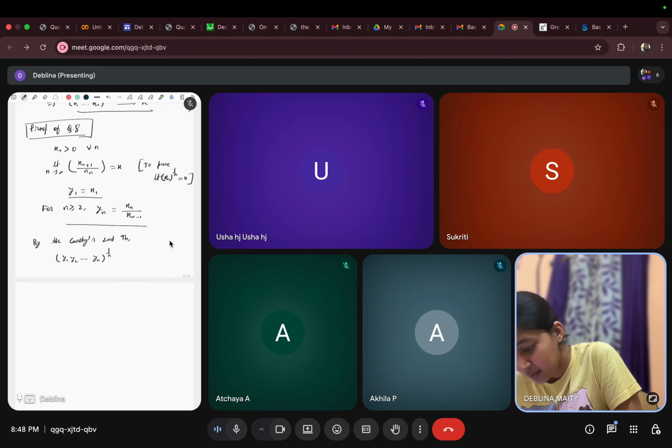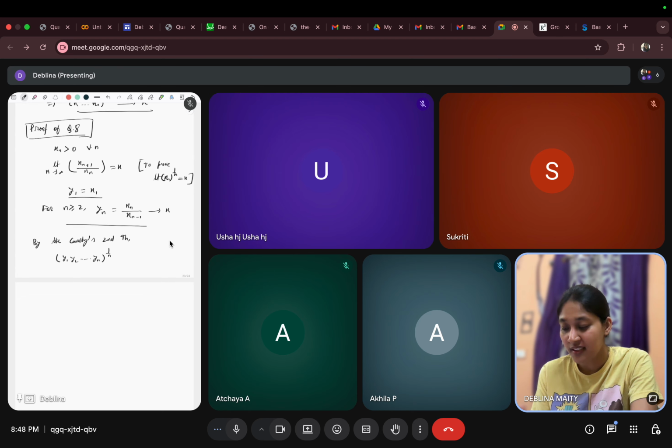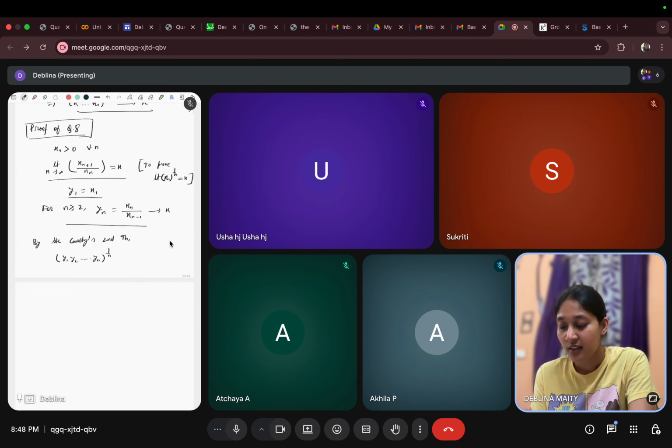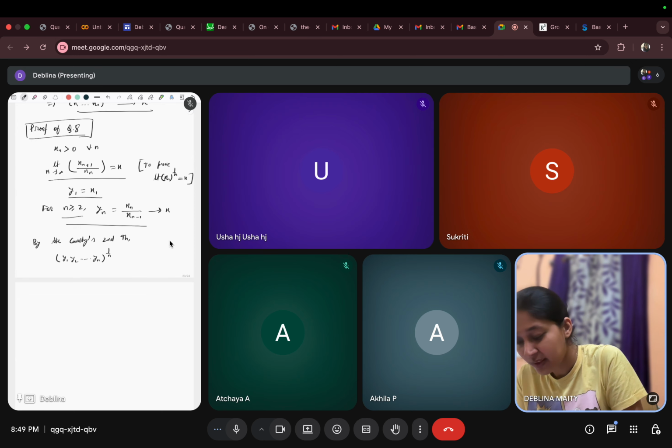yn converges to what? yn goes to x, because yn is what? yn is xn plus 1 by xn. After that, it is nothing but xn plus 1 by xn, and we are given what? The limit of xn plus 1 by xn is going to be x. So this is the same thing after the first term. So this is x2 by x1, and we have taken n greater than or equal to 2. So y2 is what? x2 by x1. This is the same thing. So yn converges to x. So by Cauchy's second theorem, this is going to be x.